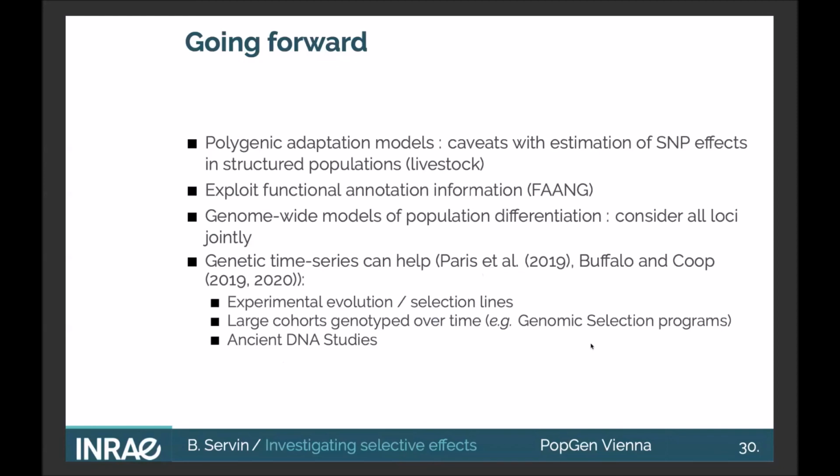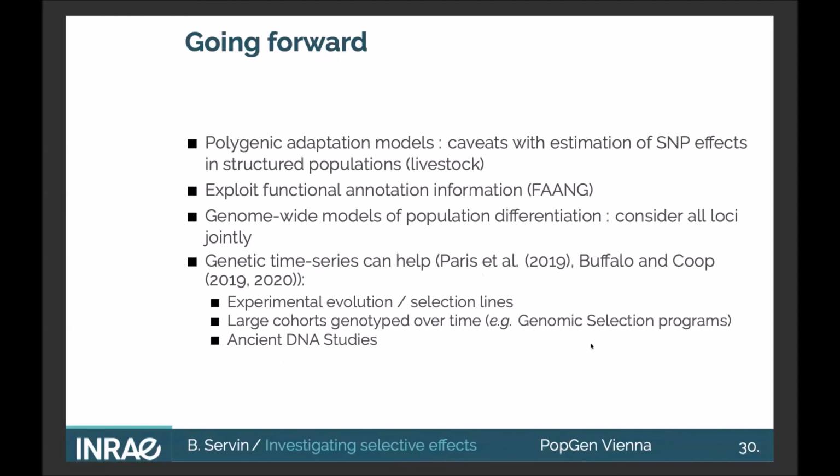And the last thing we've started working on is genetic pathways. I didn't have time to talk about that today, but using genetic data available in time can also be very useful and provide better power to detect those small effect variants. I would also like to mention the work by Buffalo and Coop that showed how looking at covariance between loci can be very useful in detecting polygenic adaptation. And this is also very relevant in our context, because we have experimental evolution of selection lines, a little bit like you could do with evolve and resequencing experiments. We also now have a large cohort of individuals that are genotyped over time due to the genomic selection programs, so selection programs that use genomic information.